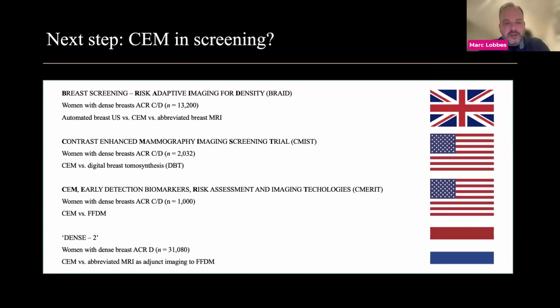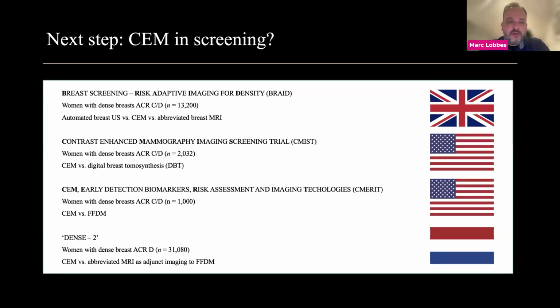we also came together again and acquired funding to do the DENSE 2 trial, in which we again do a contrast-enhanced mammography image as an additional examination after a negative dense screening mammogram, and we're going to compare it with abbreviated breast MRI. We expect to start inclusion of patients at the end of the year. So I'm looking very much forward to including the first patient and of course the initial results.